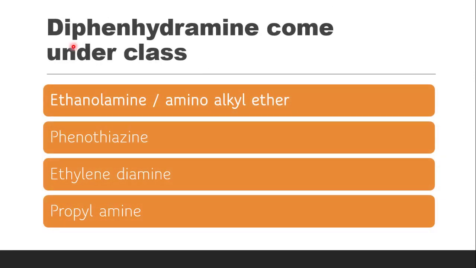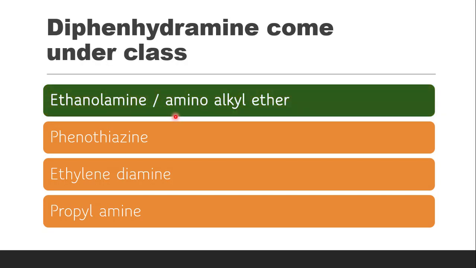Next question is diphenhydramine comes under class. Diphenhydramine, according to the classification of antihistaminic drugs, there are various classes such as H1 receptor blockers, H2 receptor blockers. In H1 receptor blockers there are two subclasses, first generation and second generation. From first generation, diphenhydramine is there and the class is ethanolamines. The ethanolamines class is also known as amino alkyl ether class.